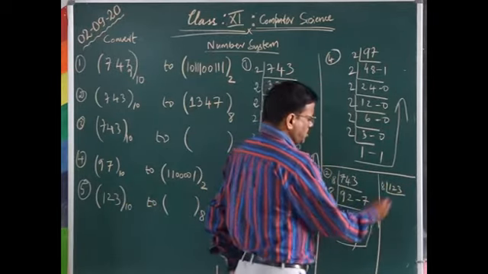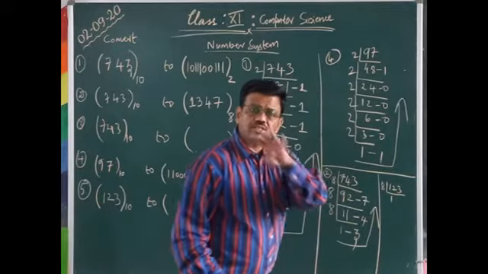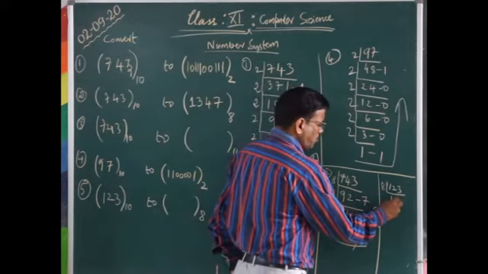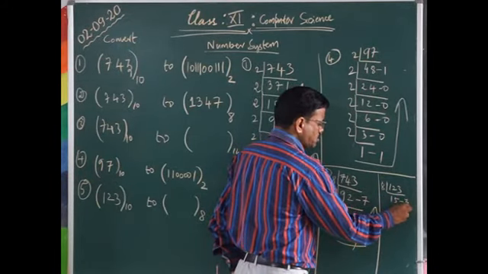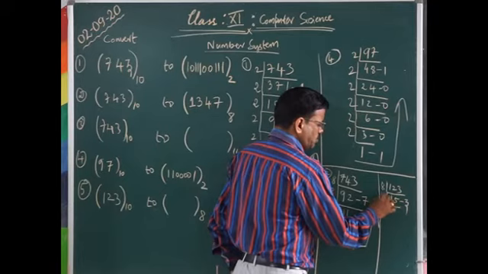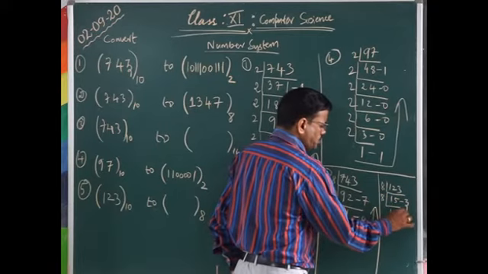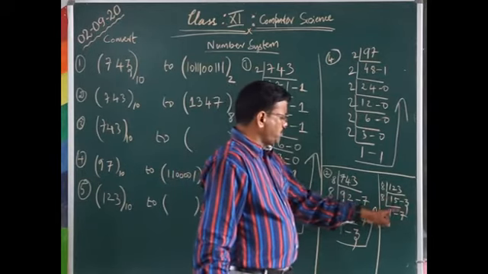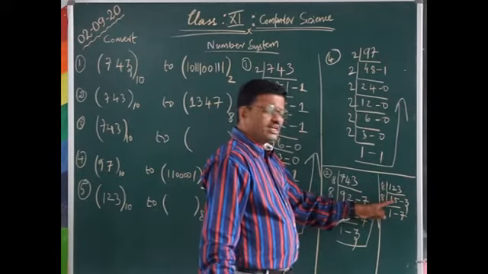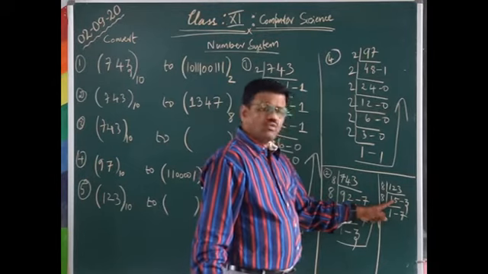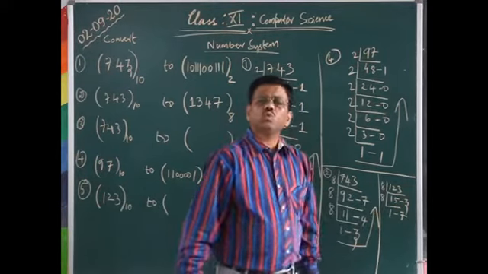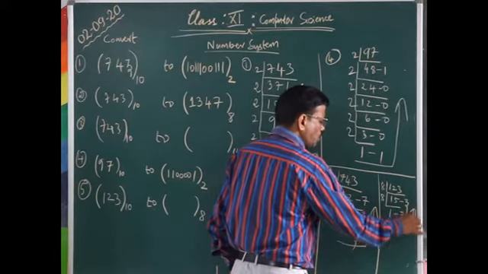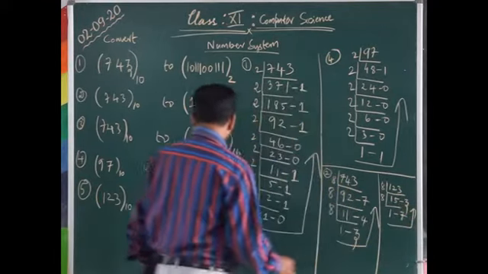8 1s are 8. Remainder is 4. 4 and 3 is 43. 8 5s are 40. Remainder is 3. Again, 8 1s are 8. Remainder is 7. Do you understand? 8 1s are 8. 8 plus 7 is 15. 15 8s are 120. 120 plus 3 is 123. Take the answer from bottom to top. 173 is the answer.